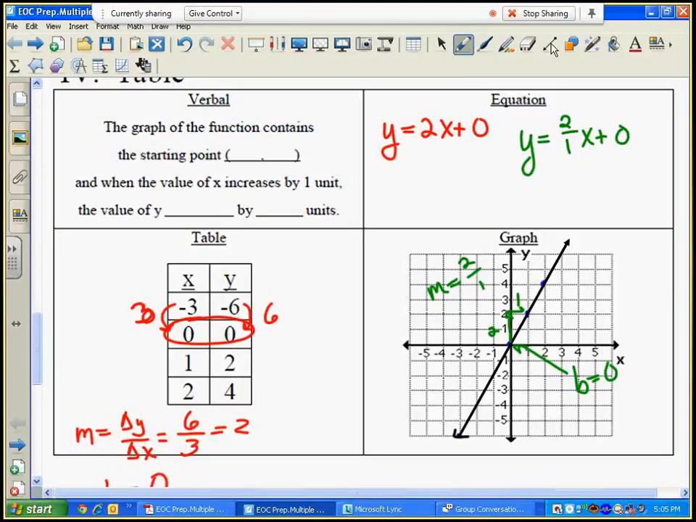Okay? All right, so from here, let's finish up with our verbal. We got a starting point of 0. It goes to the origin. As the value of x increases by 1, well, that means the value of y, this is a positive slope, it's going to increase. So it increases by 2 units.